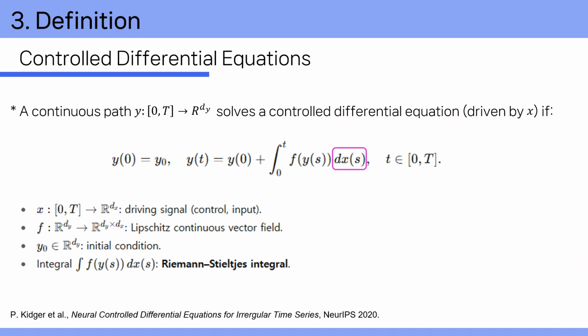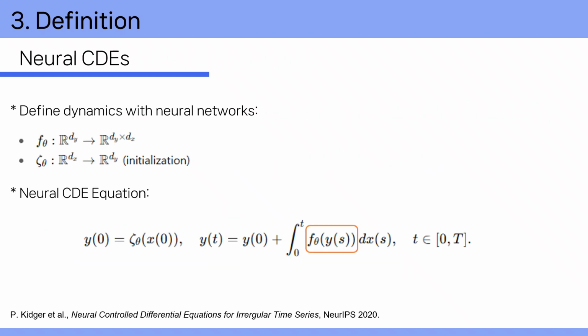Intuitively, you can think of this as being very similar to an RNN, where the hidden state adapts to incoming data. Unlike a regular ODE, where the entire trajectory depends only on the initial value, a CDE adapts dynamically as the data evolves. And finally, just like neural ODEs, we parameterize the vector fields with a neural network, and that gives us neural CDEs.